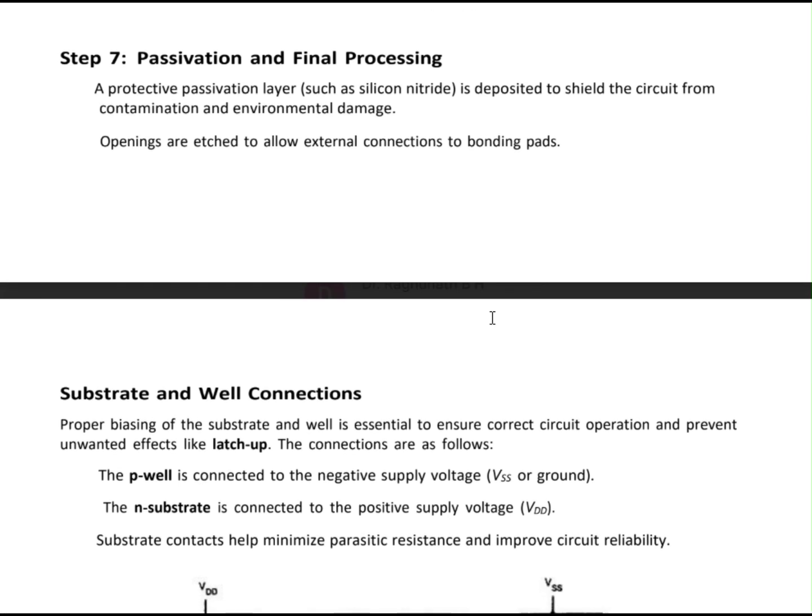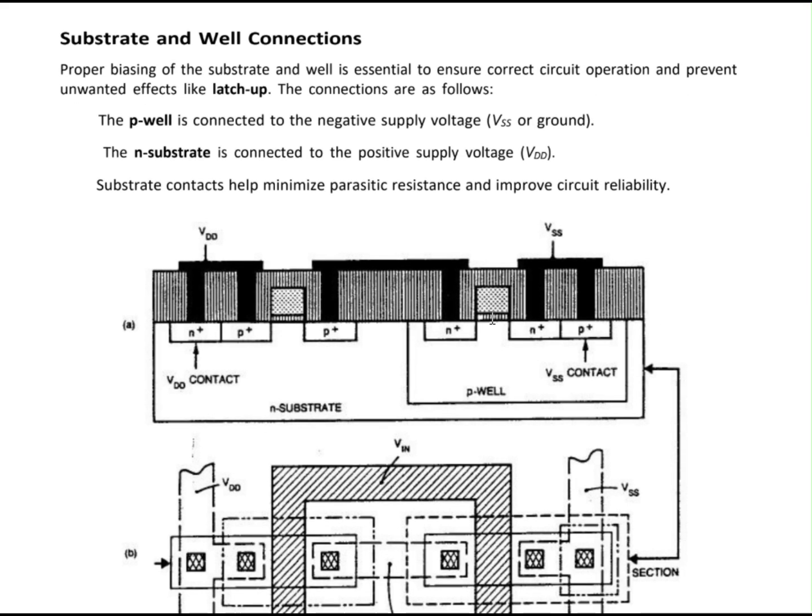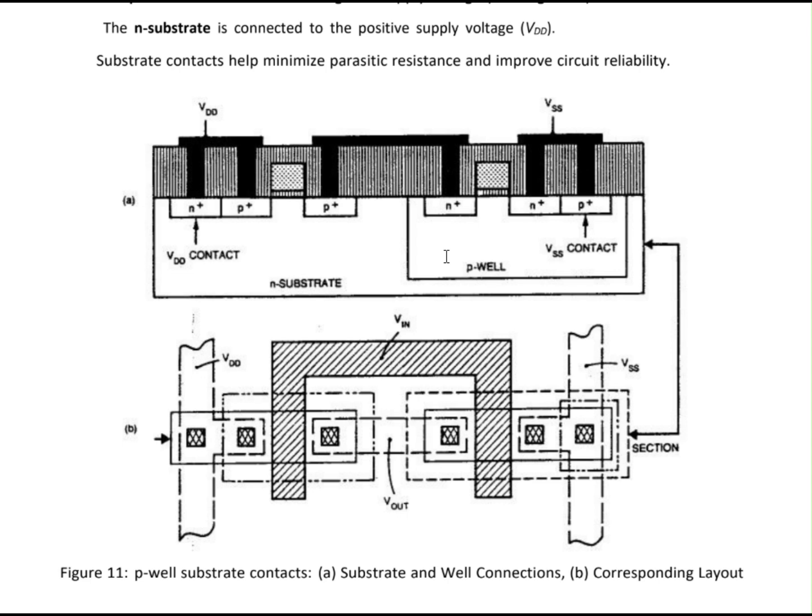The next step is passivation and final processing. A protective passivation layer is deposited to shield the circuit from contamination and environmental damage. And then the substrate and well connections. The P-well is connected to the negative supply voltage, that is VSS or ground, and the N substrate is connected to the positive supply voltage, that is VDD. So this is the cross section of the layout diagram of the P-well substrate.